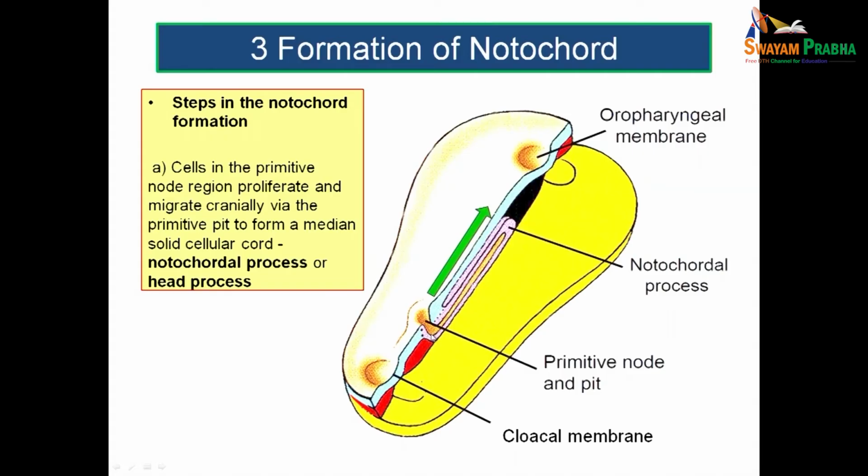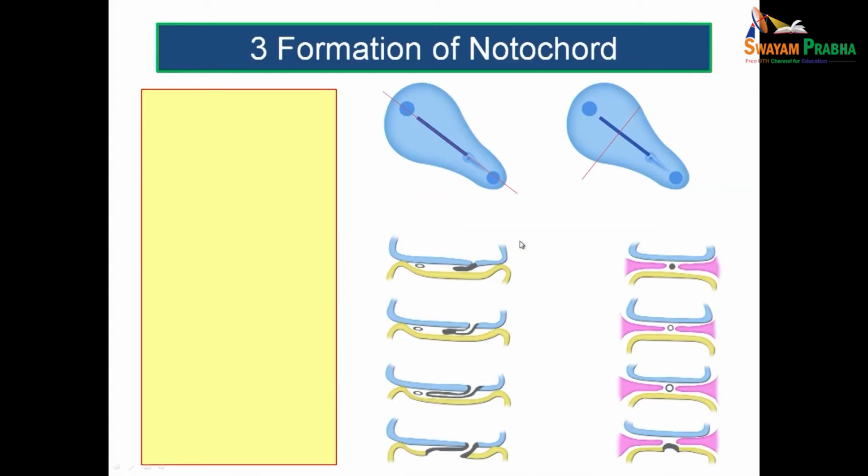So this is the primitive pit, and it is through the primitive pit that the cells gain access to the layer between the epiblast and hypoblast, or the ectoderm and the endoderm. So they travel from the primitive node through the primitive pit along the midline from the primitive streak to the precordal plate. This is actually a median solid cellular cord in the beginning. So this cellular solid cord is known as the notochordal process or head process. So this is the first stage of development of the notochord.